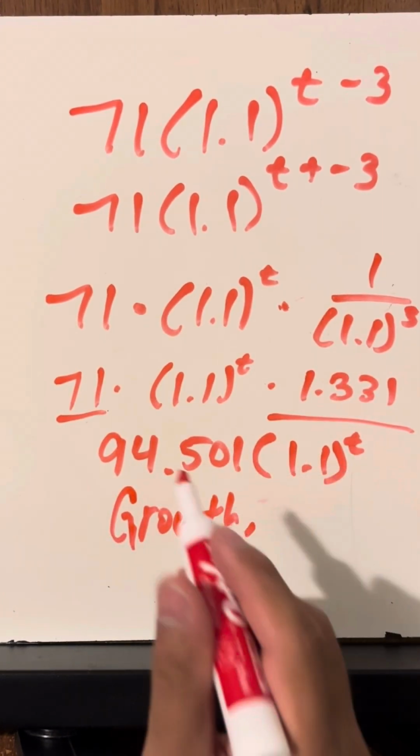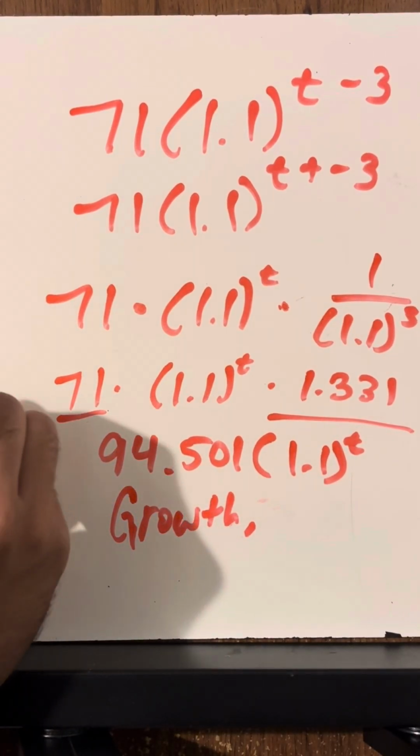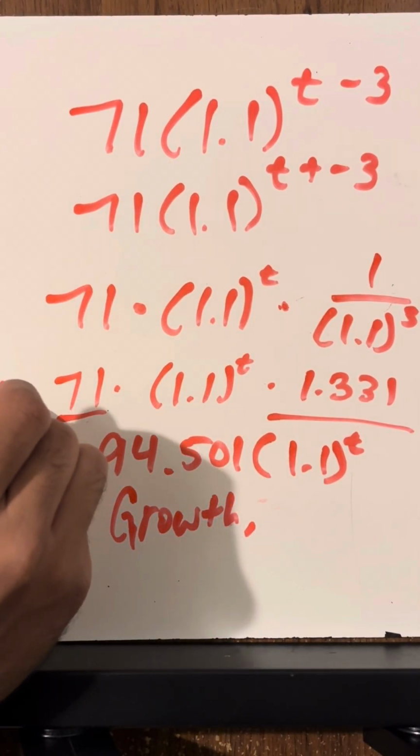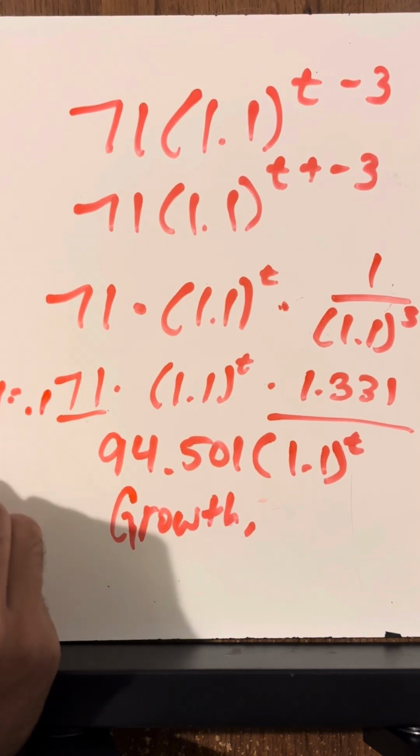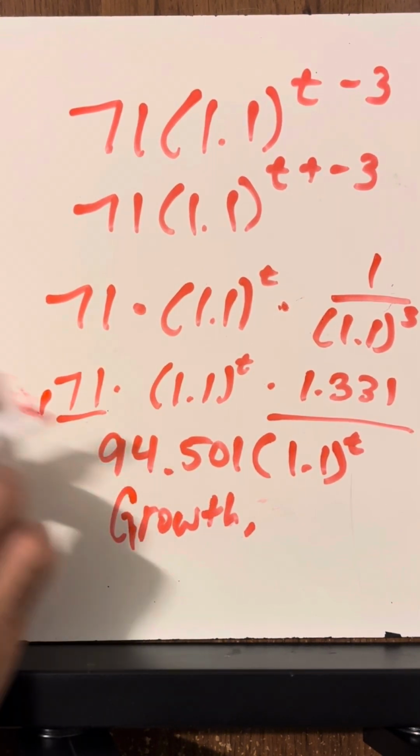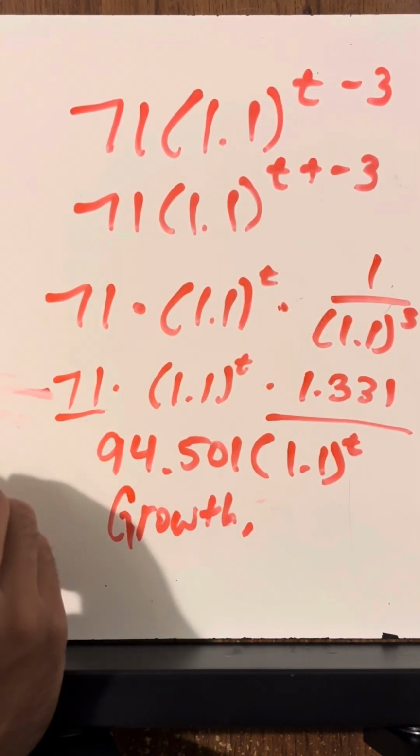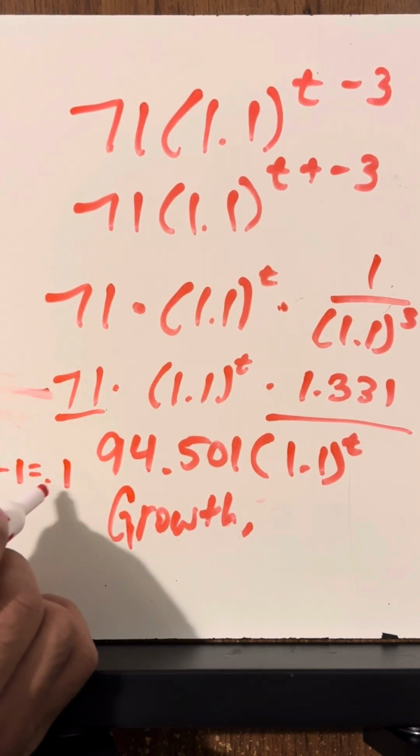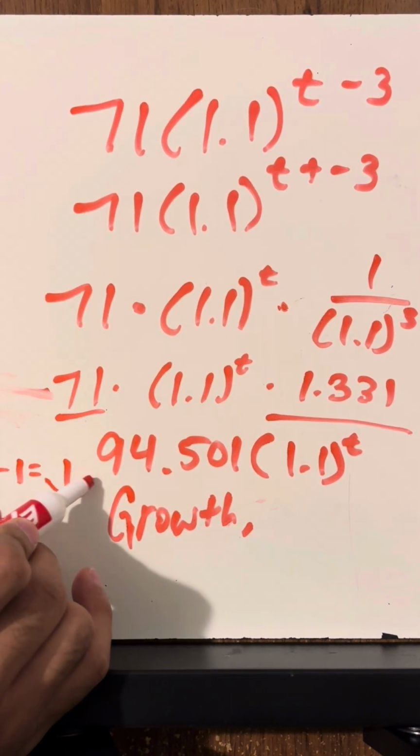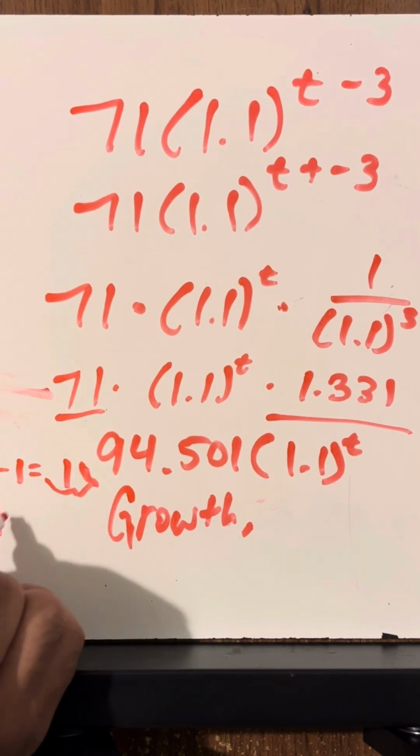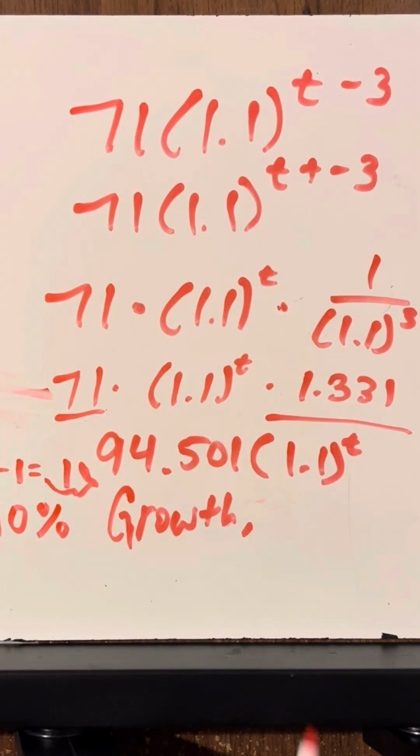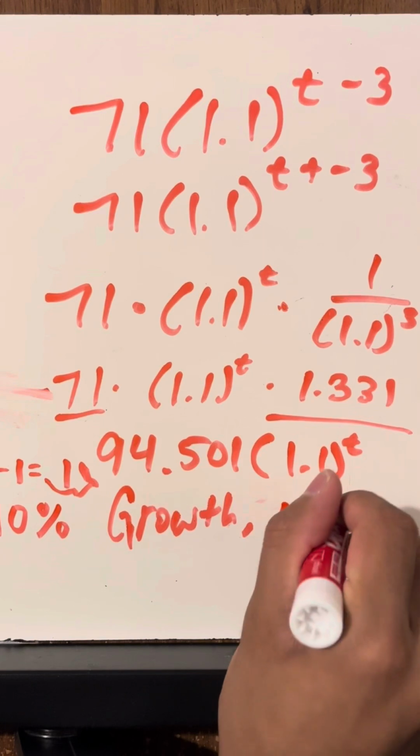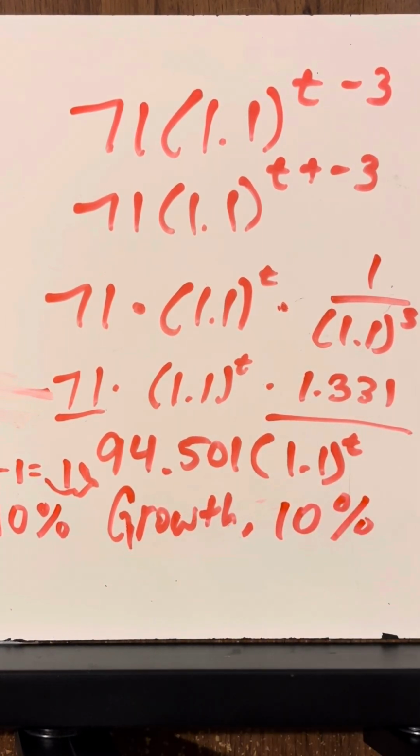How much is it growing by? Let's do 1.1 minus 1, which is 0.1. And then to make that a percentage, we move it 2 spots to the right, so 10%. So it's growing by 10%. Okay, let's take a look at the last question.